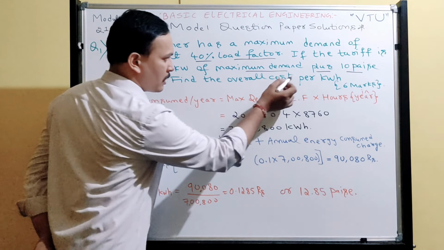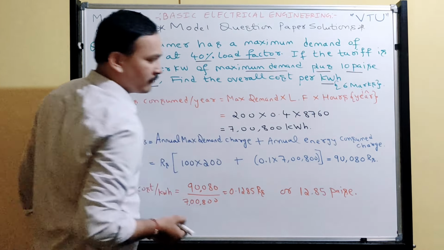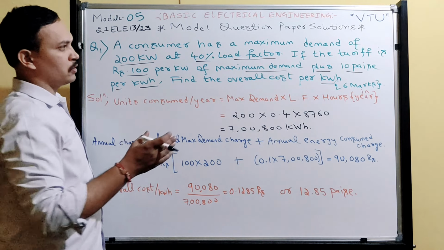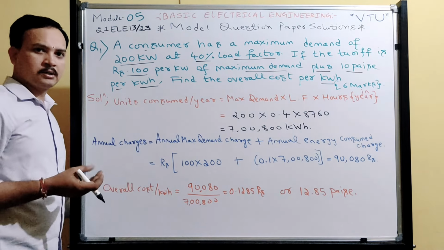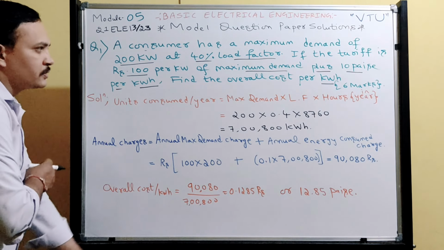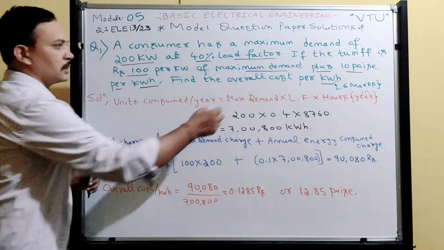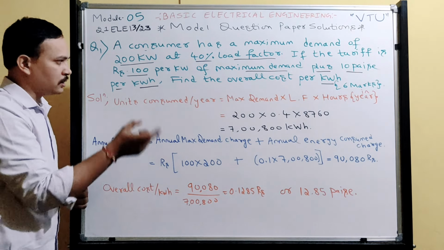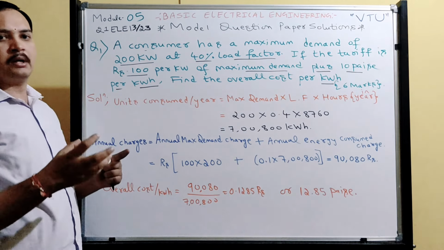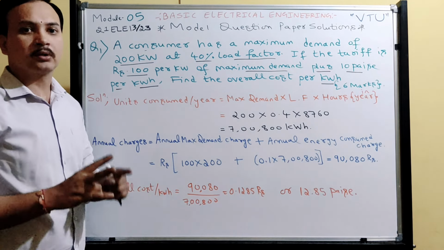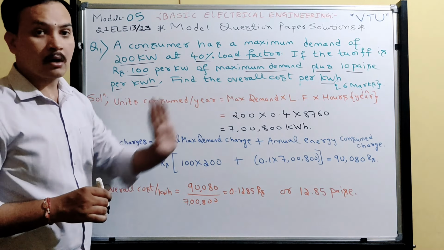Find the overall cost per kilowatt hour. What is the overall cost per kilowatt hour? We don't know how many kilowatt hours we may get. What is the overall cost? Overall cost means it includes the cost per maximum demand and also the cost of unit energy consumed by the consumer. It includes both costs. That is called overall cost.